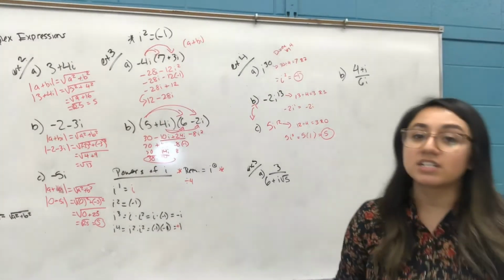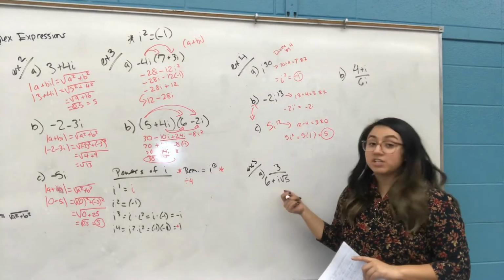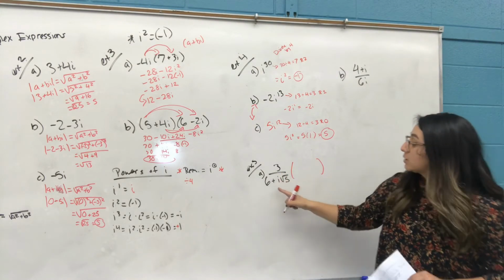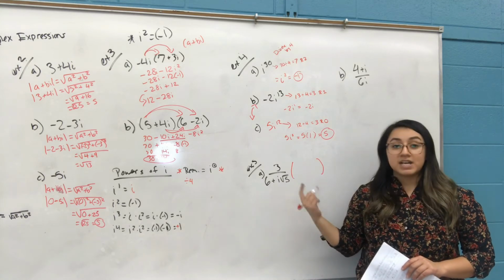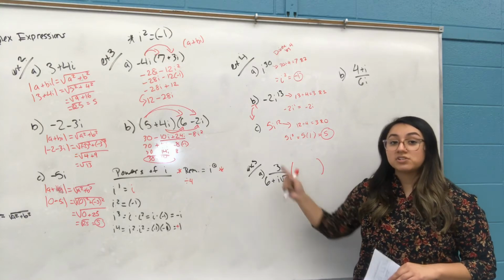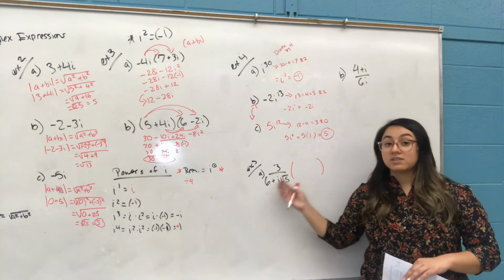So we conjugate radicals, but we also conjugate the i's. So here, we have 3 over 6 plus i times radical 5. It says divide 3 by this. The number you divide first always goes on top. The number you divide second goes on the bottom.